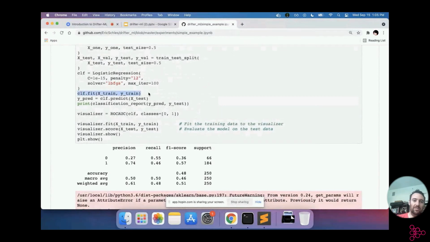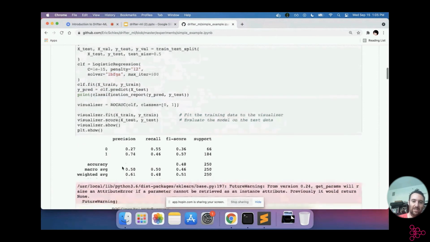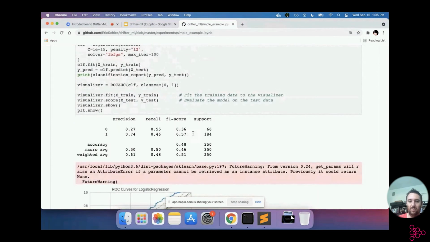Anyway, so you can do a fit, you can do a predict, and then you can get some classification metrics. Okay, that should not be surprising. None of that should be surprising. We haven't shown you the magic yet. Anyway, so you get your precision and recall, F1 score. These are all the standard classification metrics.